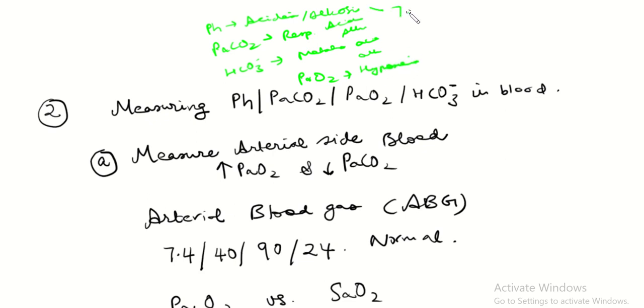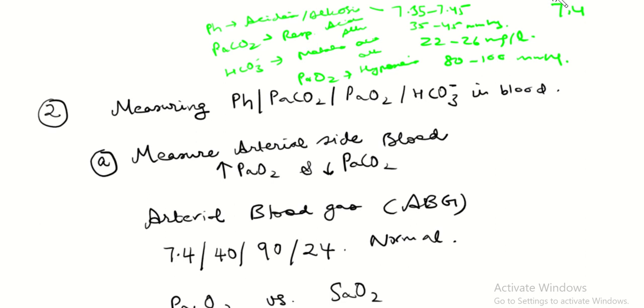What was normal pH? 7.35 to 7.45. What's PaCO2? 35 to 45 millimeters of mercury. What's bicarb? 22 to 26 milliequivalents per liter. And what's PaO2? 80 to 100 millimeters of mercury. Okay, do I have to remember these values? Yes, you do. Sorry, but we need to know these values. Normal pH, what are we targeting? 7.4 in the middle.